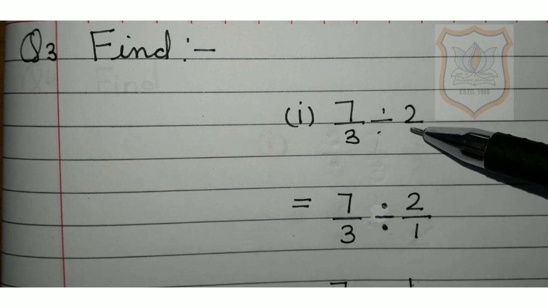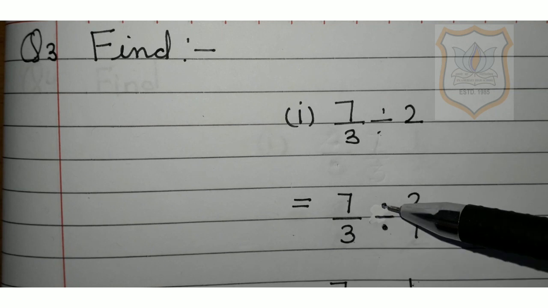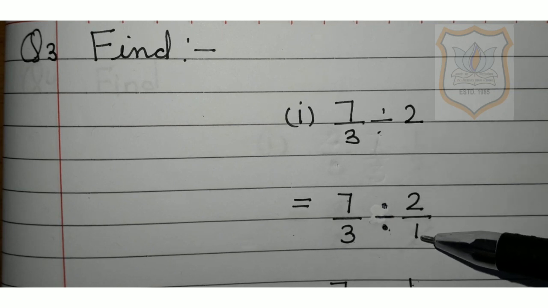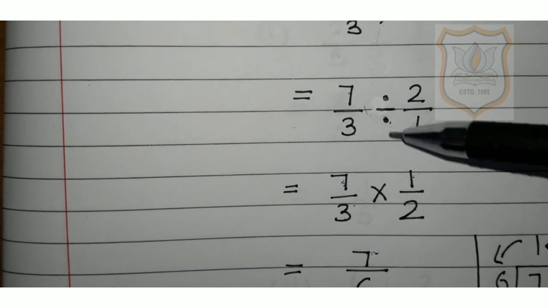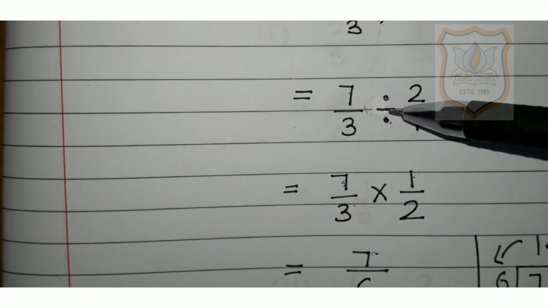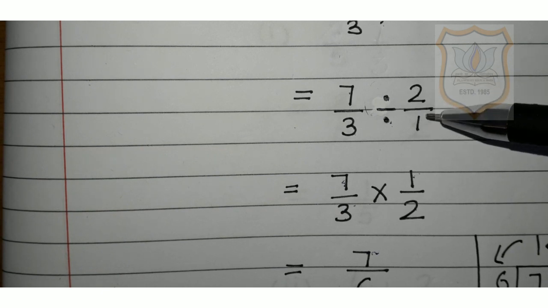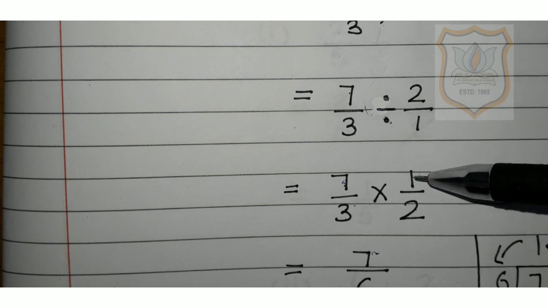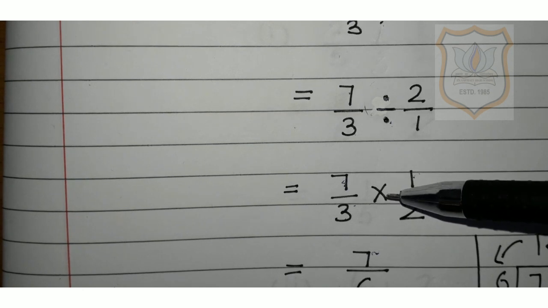To simplify the question, we will just put 1 as a denominator under this 2. Now our question will become 7 upon 3 divided by 2 upon 1. As I told you earlier, this division sign will be converted into multiplication sign and the reciprocal of the fraction after it, that is 2 upon 1, will be taken. So the reciprocal of 2 upon 1 is 1 upon 2.